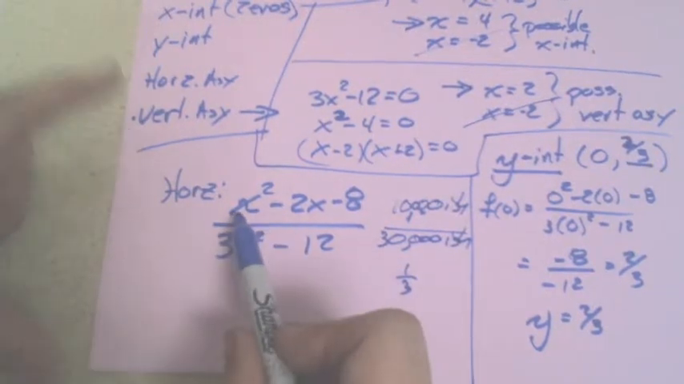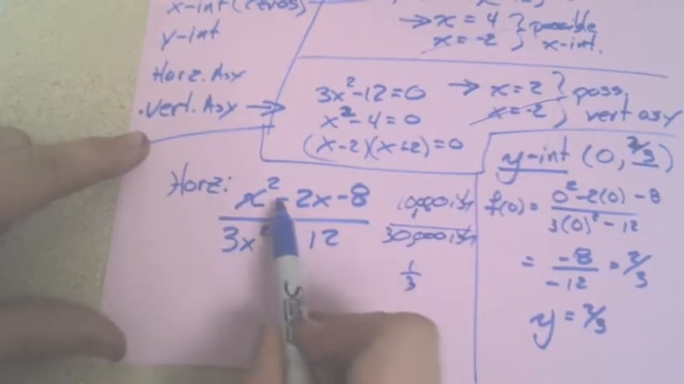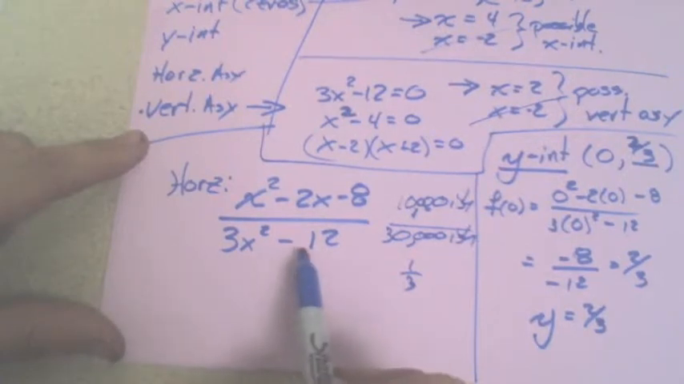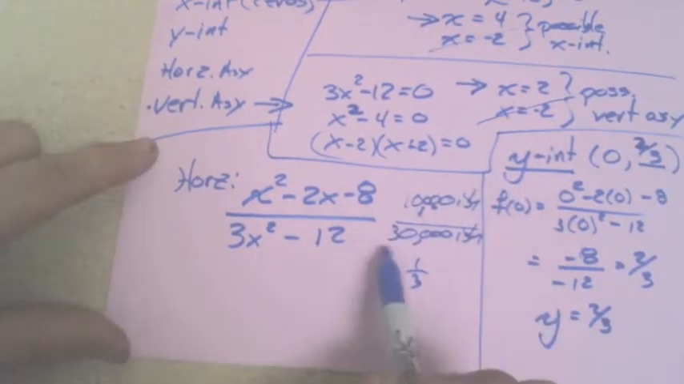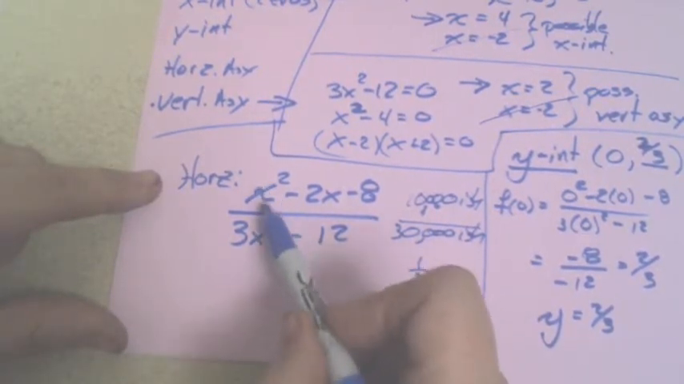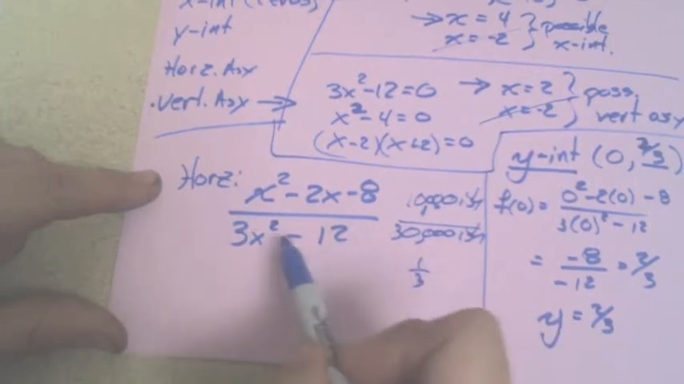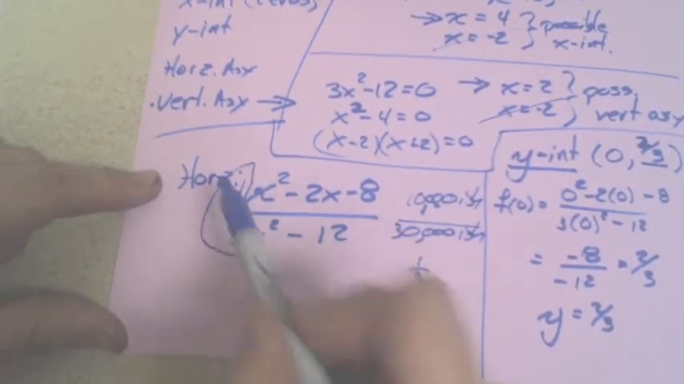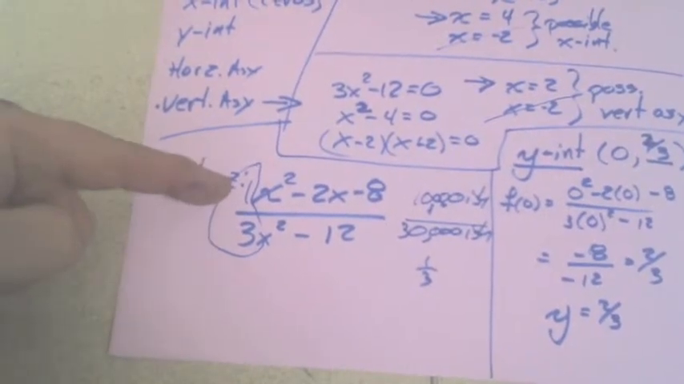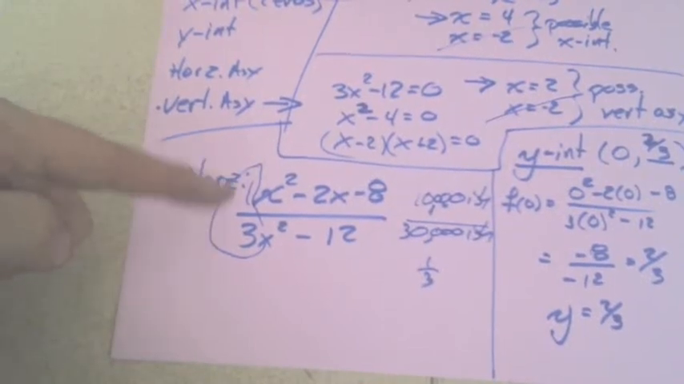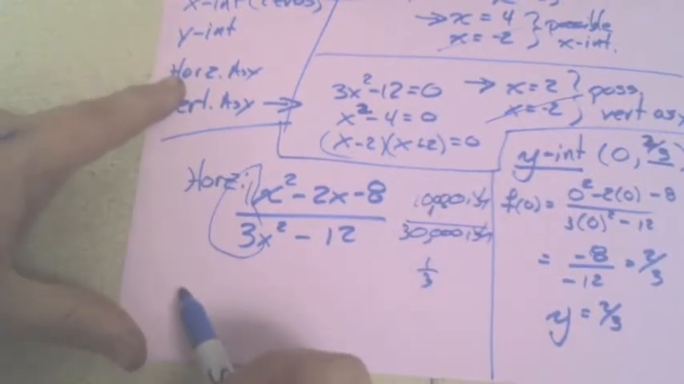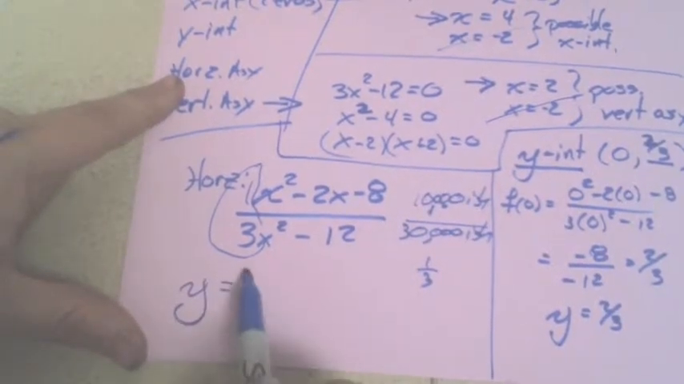If you let x equal 1,000, this will be 1,000,000 minus 2,000 minus 8. This will be about 1,000,000, and this will be about 3,000,000 minus 12. So 1,000,000-ish over 3,000,000-ish, still about 1/3. Whenever the degrees match, the horizontal asymptote, where it's leveling off at, is the ratio of those lead coefficients. That denominator is always 3 times the size of the numerator. So these will always essentially cancel out to about 1/3 for large x's. So a horizontal asymptote is at y equals 1/3.